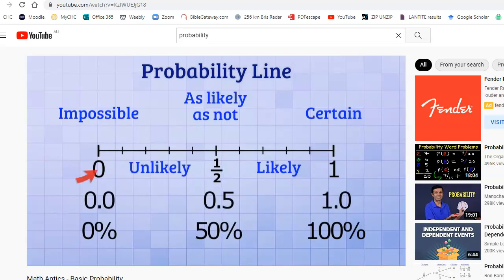The probability of 0 is the same as a 0% chance of something happening. The probability of 1/2 is the same as a 50% chance of something happening. And a probability of 1 is the same as a 100% chance of something happening.